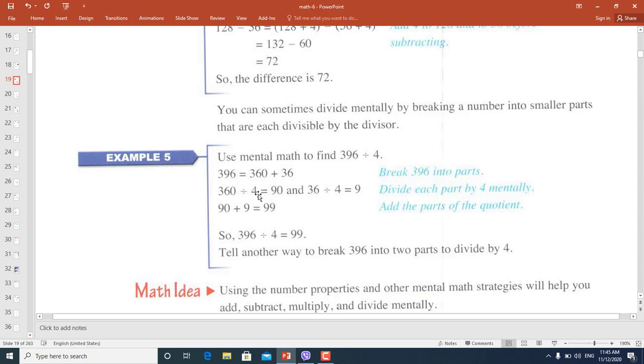360 divided by 4 is 90, because we have 36. 36 divided by 4 is 9, and 0 we put down. After that, the two answers we have, we add together. 90 plus 9 is 99.